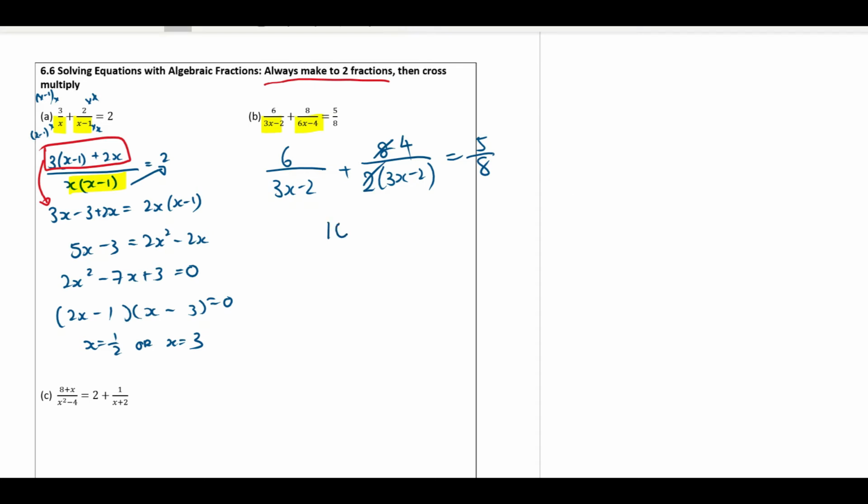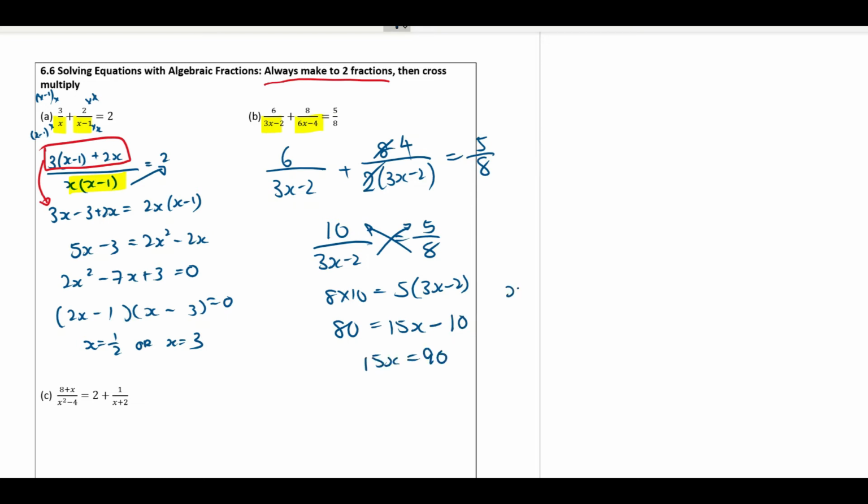6 plus 4, 10 over 3x minus 2 is equals to 5 over 8. Then over here, you cross multiply. 8 times 10 is equals to 5 bracket 3x minus 2. And then you get the answer very quickly. 15x minus 10, 15x equals to 90. X is equals to 90 divided by 15, which is equals to 4. Is it 4? No, it's 6. Okay?